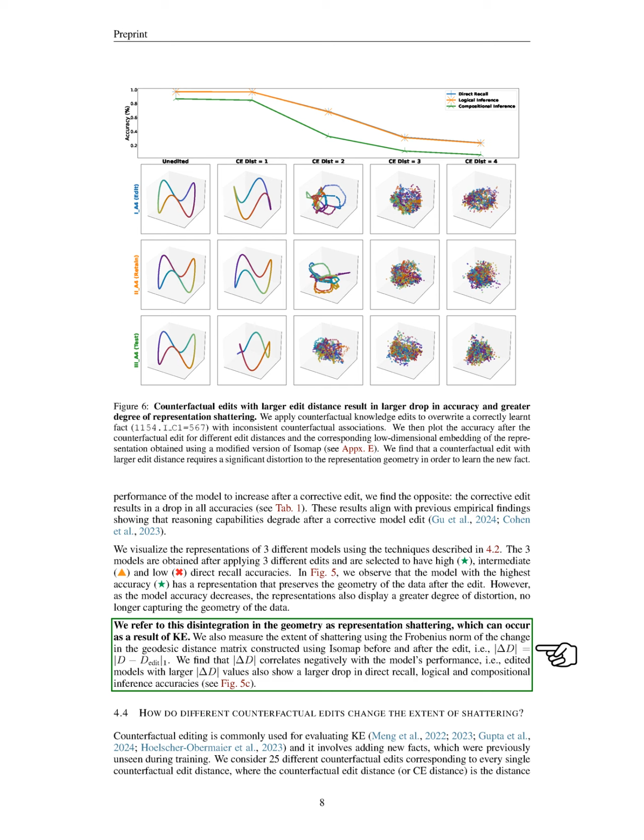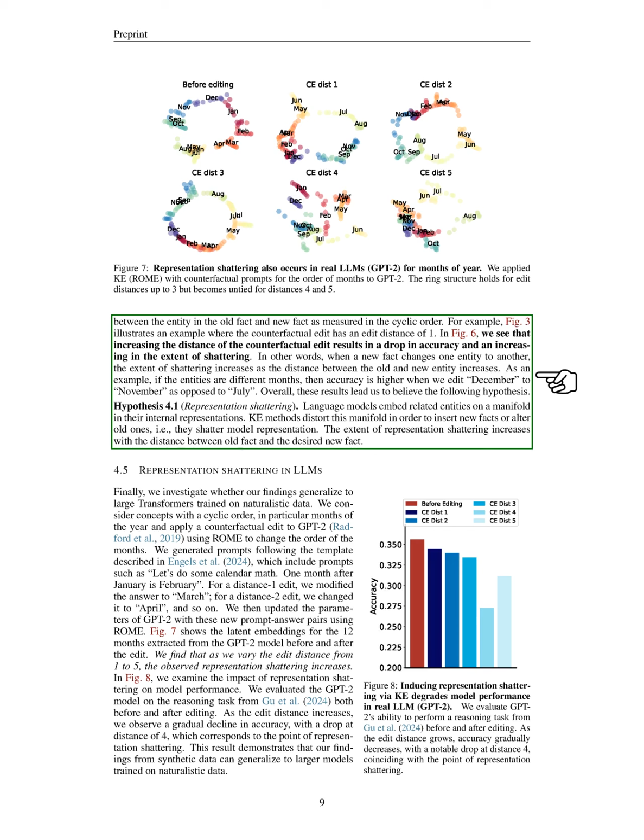For instance, we illustrate a case where the edit distance is 1. Our findings indicate that as we increase the distance of the counterfactual edit, accuracy decreases while the extent of shattering increases. This means that when we change one entity to another, the further apart they are, the more shattering occurs. For example, changing December to November yields higher accuracy than changing it to July.